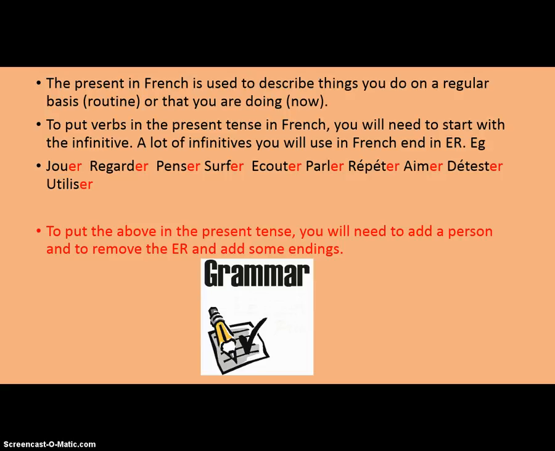Now, to put verbs in the present tense in French, you need to start with what we call an infinitive. It's a bit of a fancy word, but actually, it's the verb before you put it in any tense. So it's like your starting point, the basic form of the verb. Sometimes we call it the dictionary form of the verb because that's what you will find in a dictionary. A dictionary won't tell you how to say I went, but it will give you to go in French.